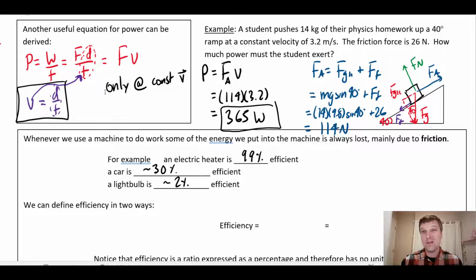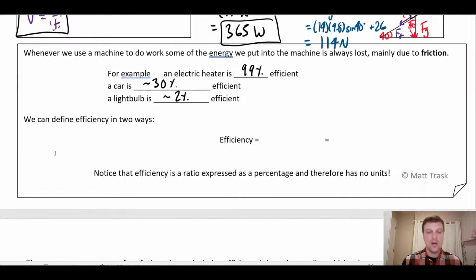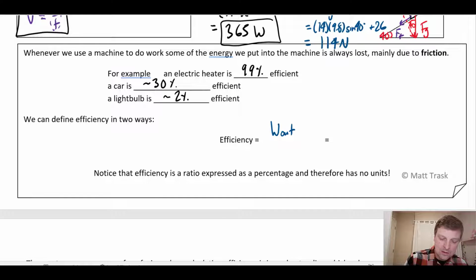I mean, even modern light bulbs that are much more efficient might be 15 or 20% efficient, or even 30% efficient. There's still a lot of wasted energy there. So we can define efficiency in two ways. We say that the efficiency of a machine is the work out divided by the work in times 100%. So the work that comes out of the machine divided by the work that you actually put in, times 100% to make it a percentage.